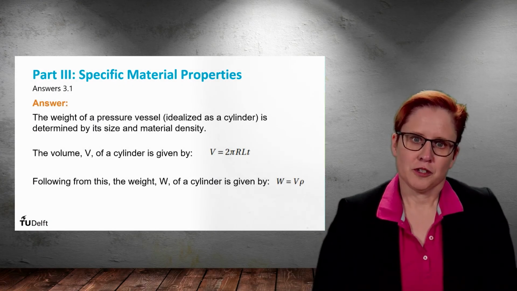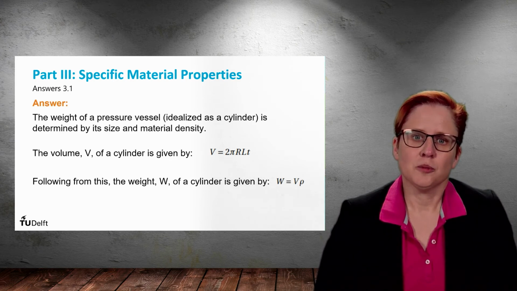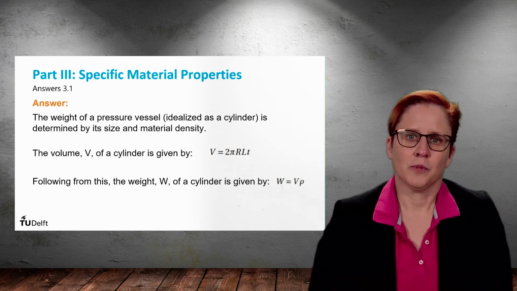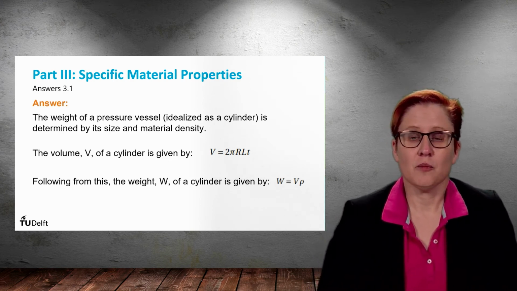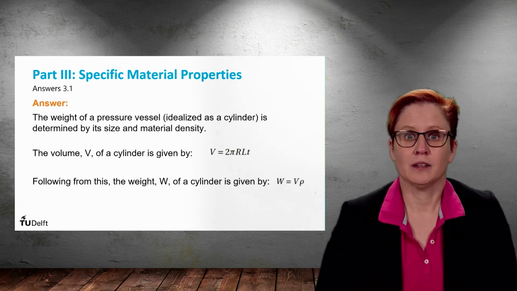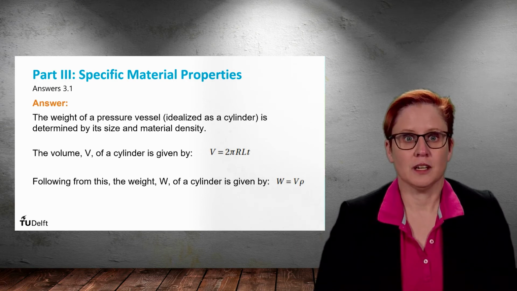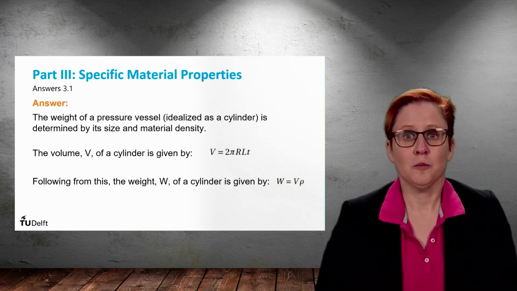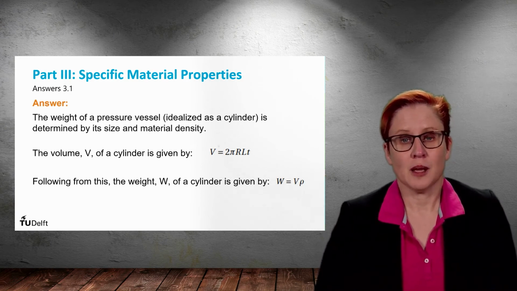The weight of a pressure vessel, idealized as a cylinder, is determined by its size and material density. The volume V of a cylinder is given by V equals 2 times pi times the radius R times its length L times the wall thickness T. Following from this, the weight W of a cylinder is given by W equals the volume V times the density ρ.